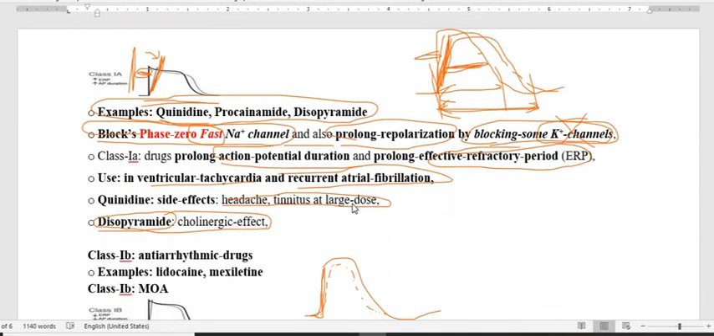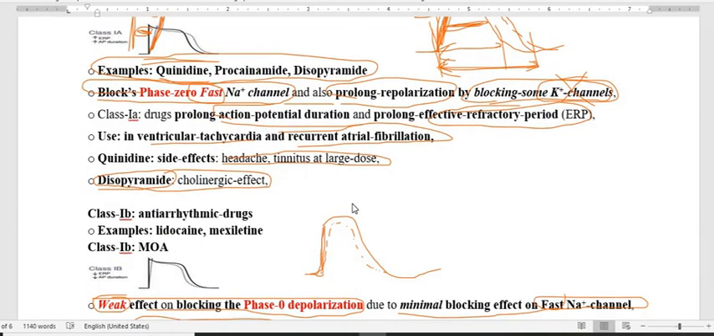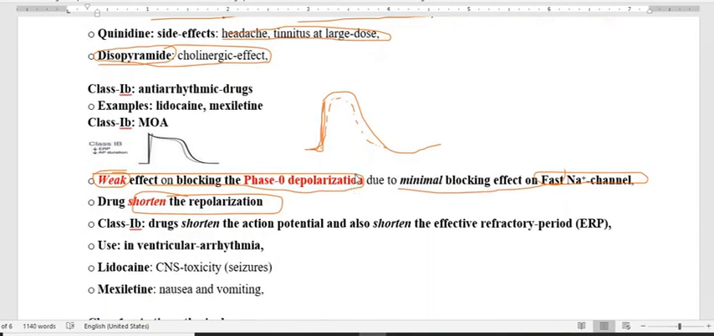But here in the 1B case, the repolarization phase gets shortened. So earlier the action potential was here, now the action potential is here. So the action potential, QT interval and also the ERP, all three decrease when we use a class 1B antiarrhythmic drug like lidocaine and mexiletine. So lidocaine and mexiletine are class 1B drugs.